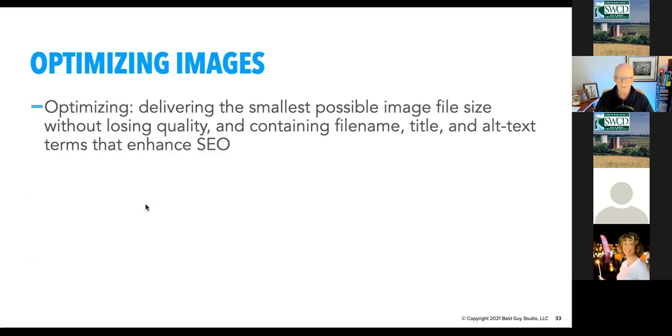Just so you know, the way I define optimizing images is a combination of delivering the smallest possible image file size without losing quality, while containing the file name, title, and alt text terms that enhance your SEO. So don't get confused or worried about some of that terminology. I'm going to go into it a little bit here so that it's a little bit more understandable.